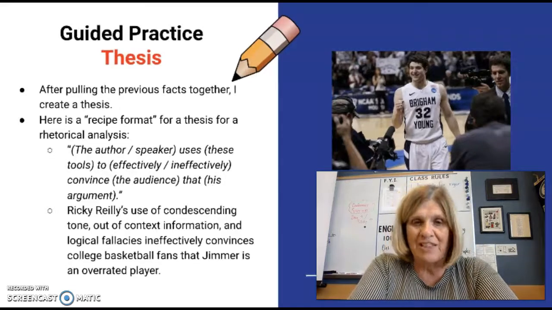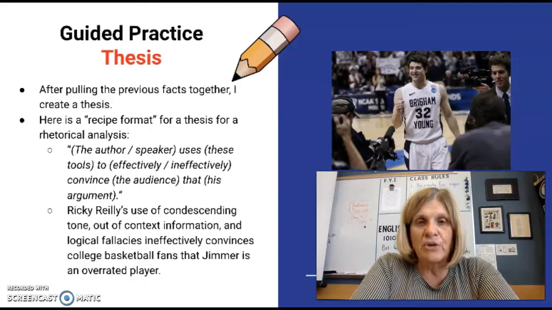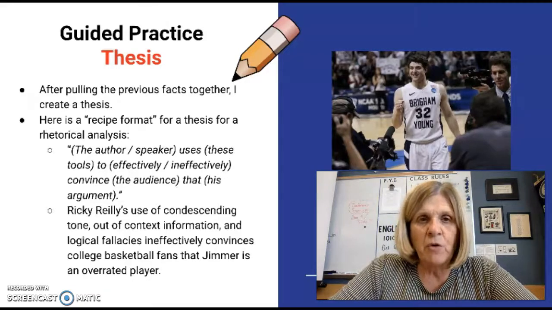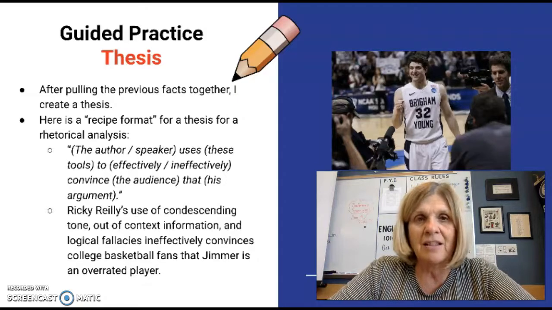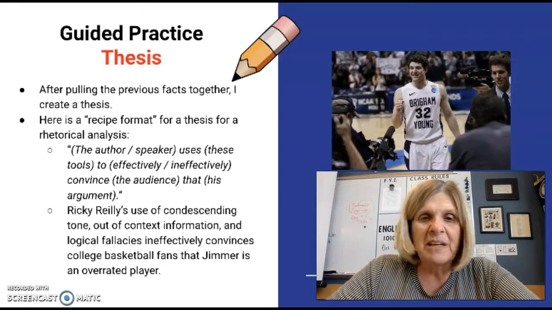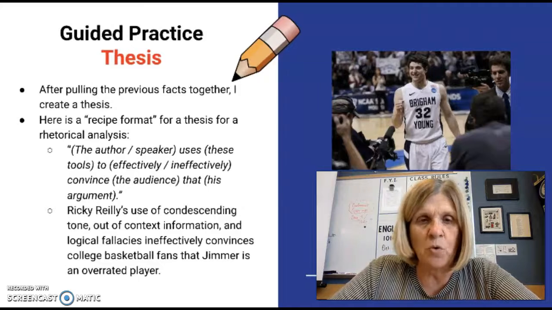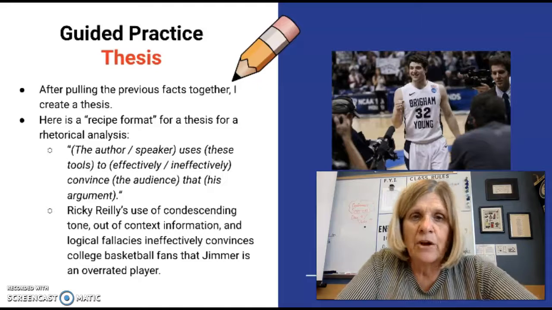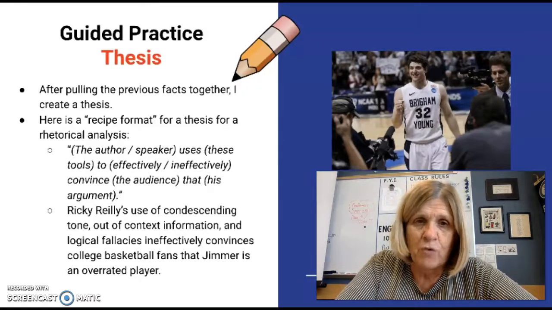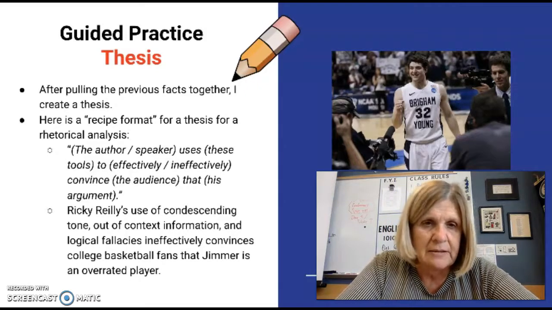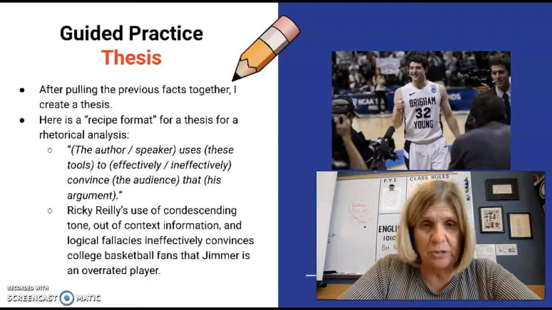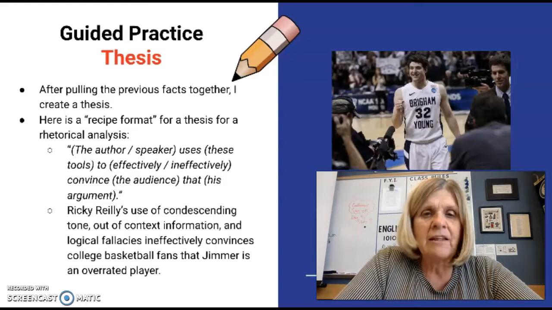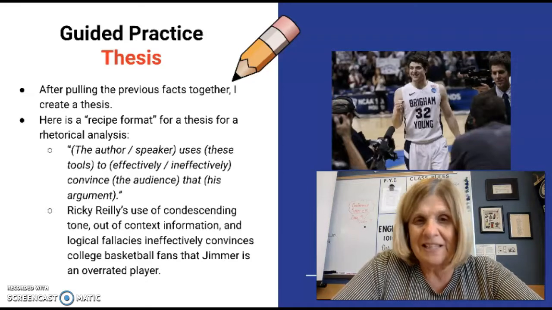And then when I moved to my thesis, one of the things that I could do, or you could do, is follow this recipe that I've included for you. To me, this is the most important slide in the whole presentation today, because I've actually told you how to write a thesis sentence for a rhetorical analysis essay. It's in the second bullet down: here's a recipe format for a thesis for a rhetorical analysis. The parts in parentheses, you would substitute information in, and then use the verbs or the prepositions that I have included to complete the sentence.